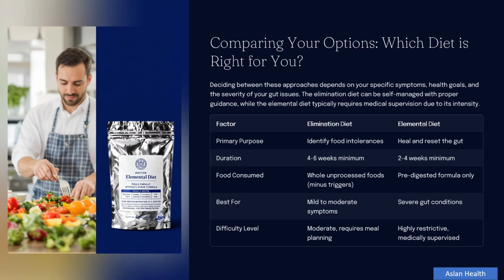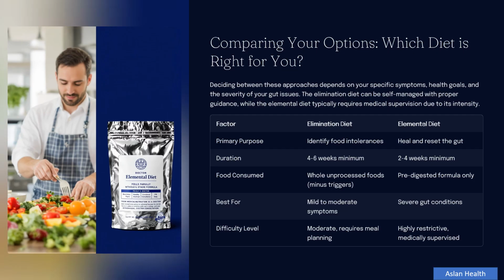But comparing the two, the elimination diet helps you identify food intolerances. It's a minimum of 4 to 6 weeks so that you can get that sorted. Whole, unprocessed foods, except the items that are eliminated, obviously. And you can use this diet for mild to moderate symptoms or to determine what it is exactly that your body's having a reaction to. It requires meal planning and tracking so that you can know what it is that you've consumed that may be giving you symptoms and what's not.